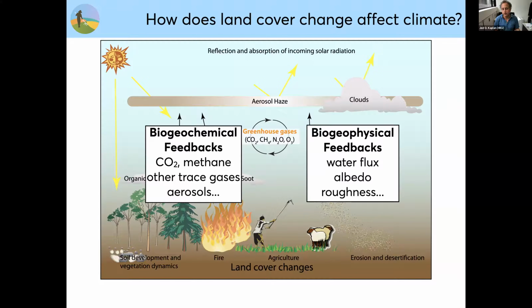There also is a second pathway called biogeophysical feedbacks, and that is actually the physical properties of the Earth's surface, how bright that surface is. Is it a dark surface that absorbs lots of solar radiation, like a parking lot? Or is it a bright surface, like a snowfield, that reflects most of the solar radiation that it receives back into space? Okay. So those physical properties of the Earth's surface affect climate, and those physical properties of the Earth's surface can obviously be changed by people.